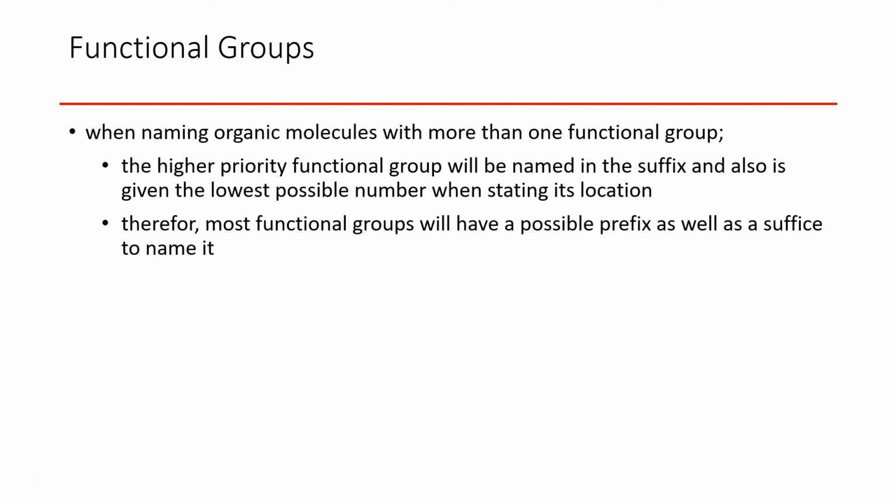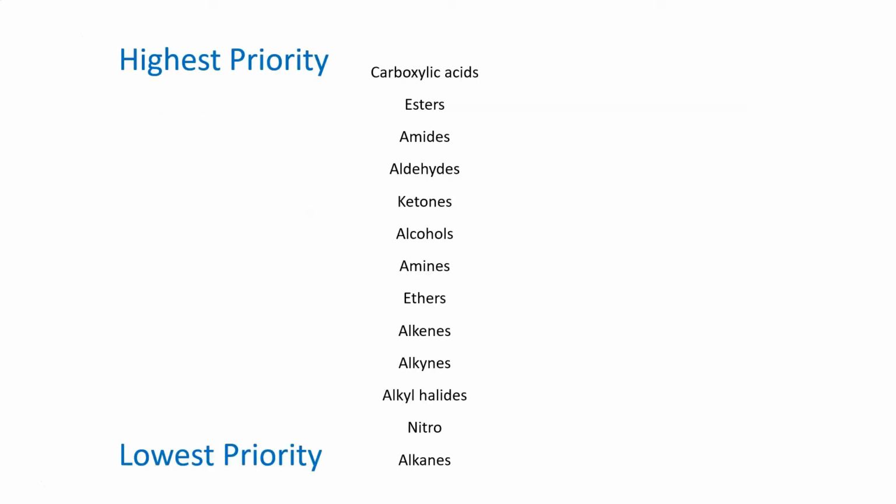When we're naming organic molecules with more than one functional group, the one with the highest priority gets named in a suffix, and the lower one gets named in the prefix. Okay, so we just have to know or have an idea of our list of priority. So I'm going to start off at the lowest priority functional group and work my way up to the highest priority functional group.